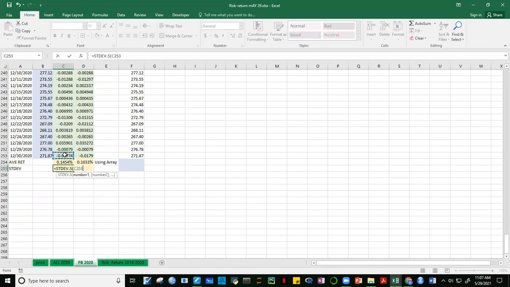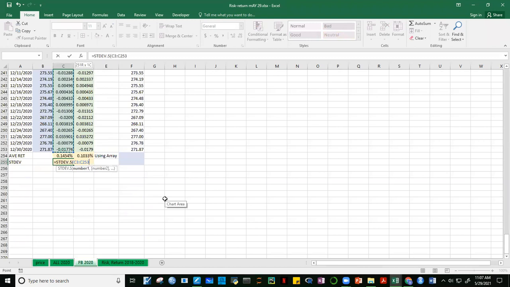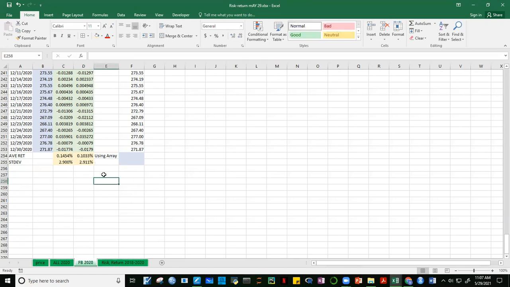So we once again highlight the returns. All right. So let's use this. So ang average return ni Facebook for 2020 daily returns is 0.1033%, no? Tapos ang standard deviation niya 2.911. Daily to guys, daily. Ba't sabihin niyo bakit parang ang liit, no?